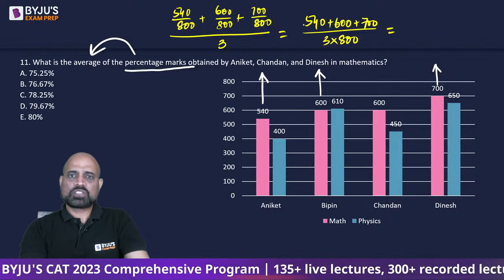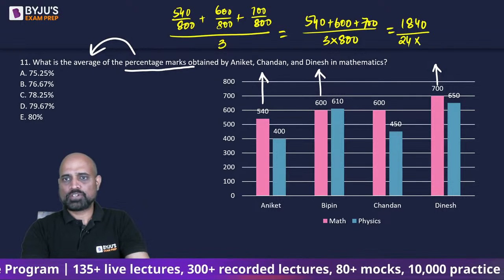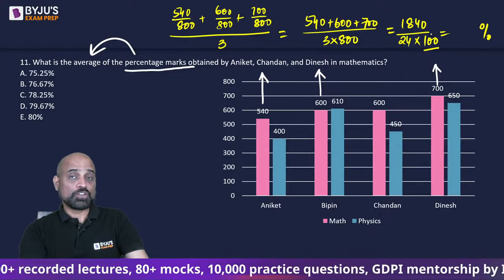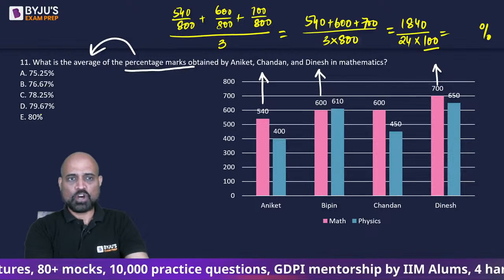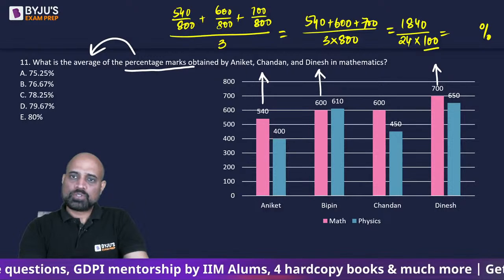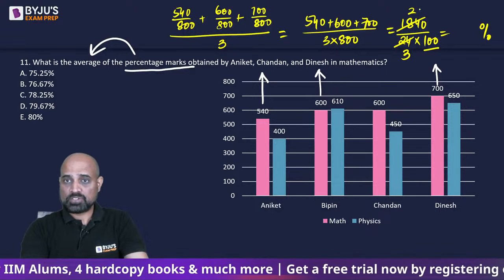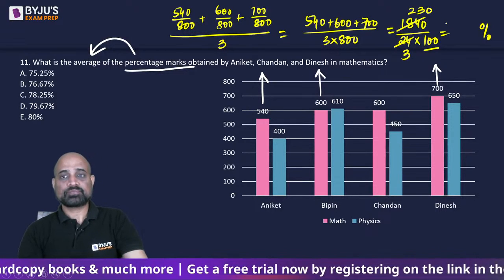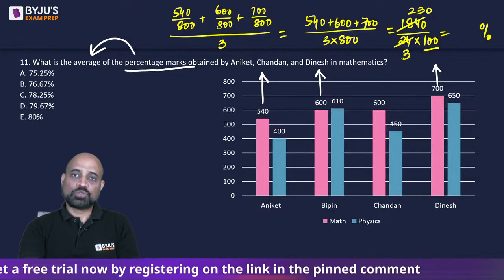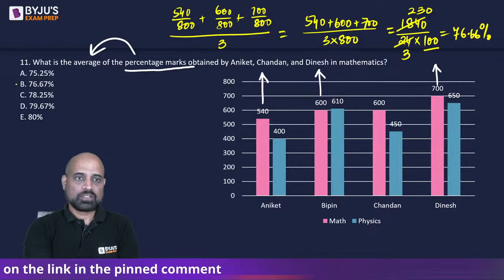So this is going to give us 13 plus 5, 1840 divided by 24 into 100. Why I'm taking this 100 outside is because I want this to be percentage. We need to find out what is 1840 by 24. The options are kind of close, right? Now, this is divisible by 8 and this one is also divisible by 8. So this is 230. 1840 by 8 is 230. Okay. Now 230 by 3 is going to be 76.66. Option B.